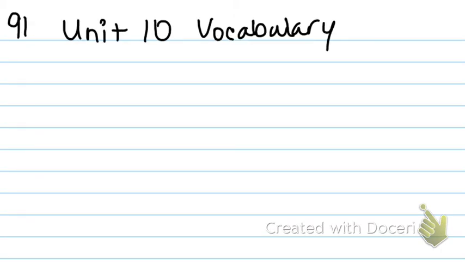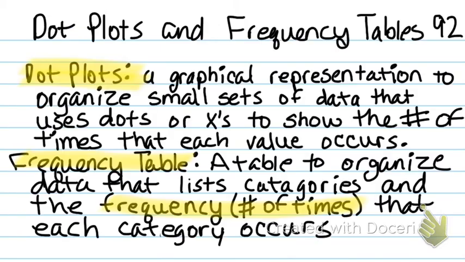And on page 91, Unit 10 vocabulary, we have 9 words we're going to be learning through this unit, and we're going to reserve this page for listing those words there. All right, so let's go to page 92.